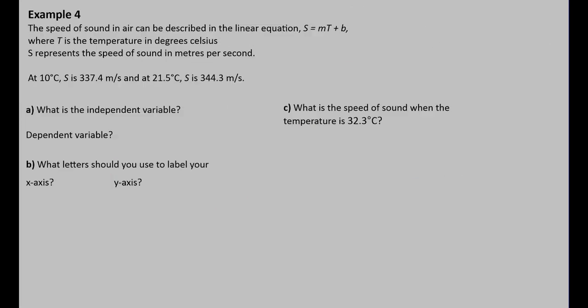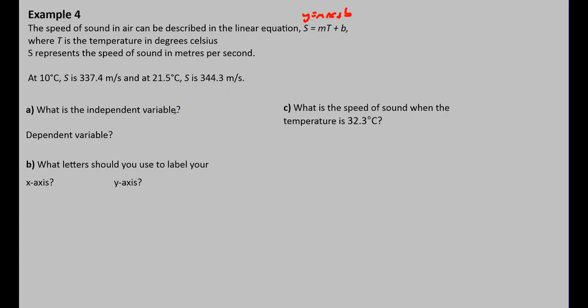Here's the last one before we get to the optional additional questions. It's a word problem. So the speed of sound in the air can be described by s equals mt plus b. This is a fancy way with different letters of y equals mx plus b. It's the same thing. Where T is the temperature in degrees Celsius and S represents the speed of sound in meters per second. At 10 degrees Celsius, S is 337.4 meters per second, and at 21.5 degrees, it's this.